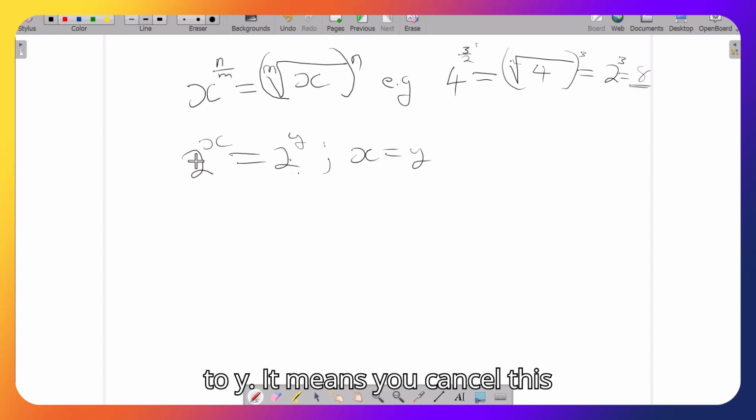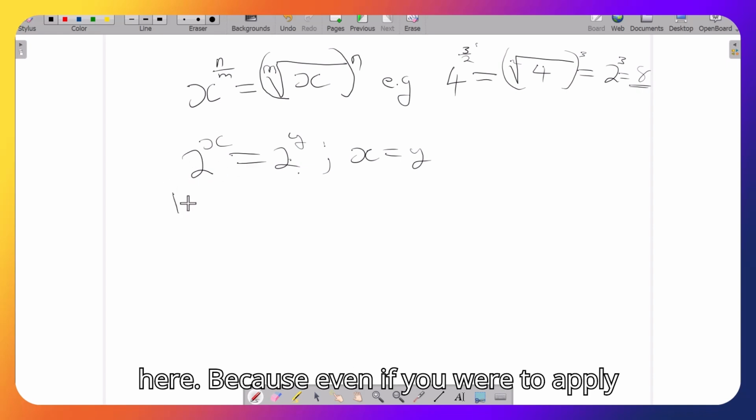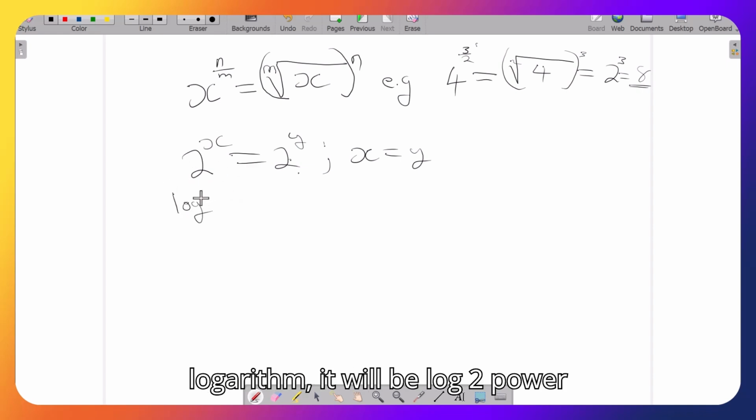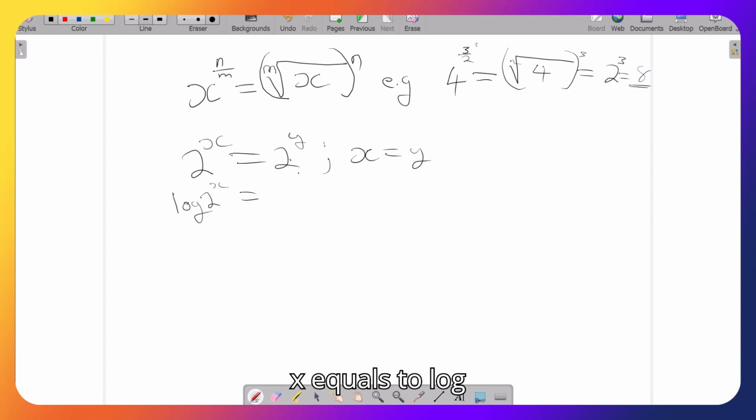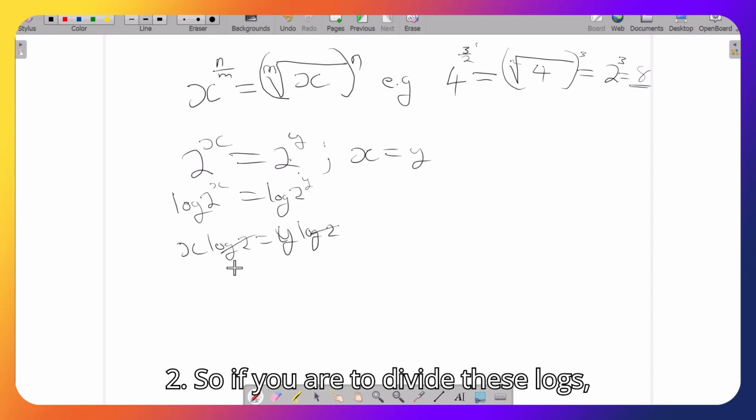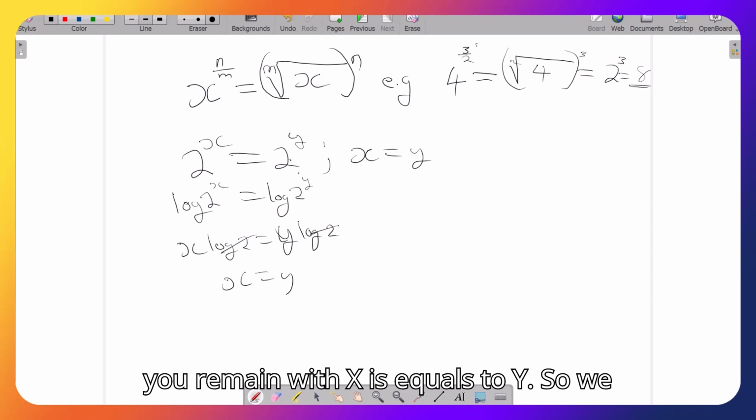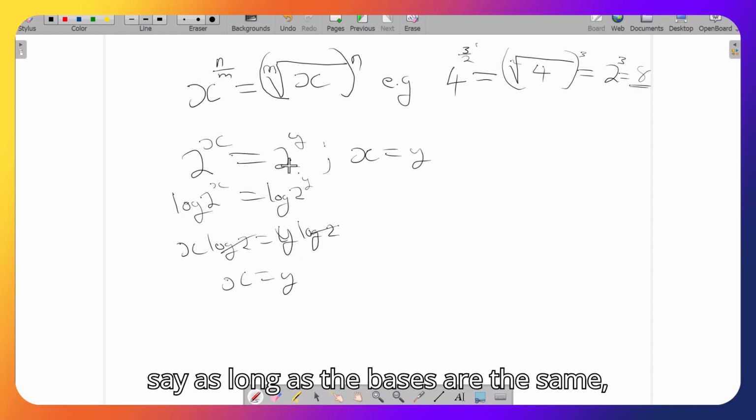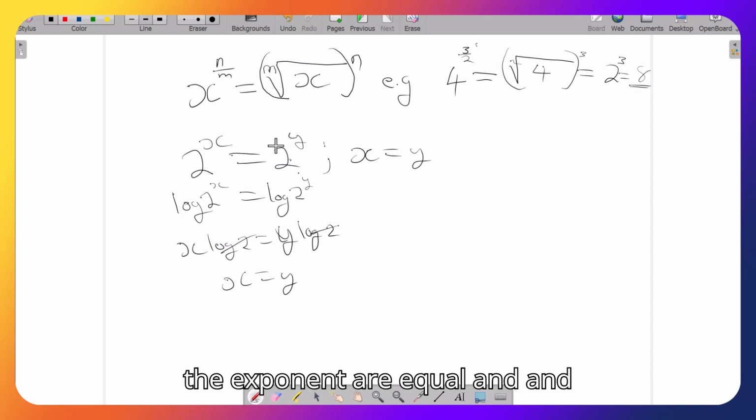It means you cancel this here. But even if you were to apply logarithm, it will be log 2 power x equals log 2 power y, which gives us x log 2 is equal to y log 2. So if you divide these logs, you remain with x is equal to y. So we say as long as the bases are the same, the exponents are equal.